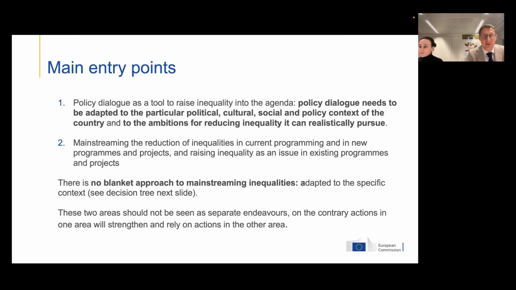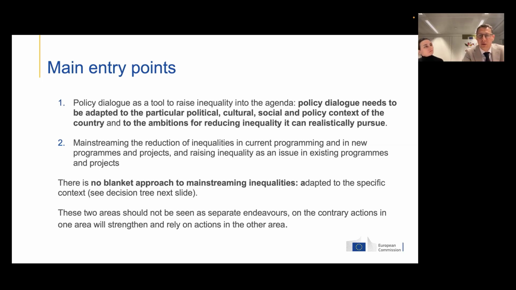It needs to be brought about in a manner that diffuses as much as you can the tensions and addresses the contentious issues in a way that is palatable. That's obviously difficult, but it needs to be done because of the importance of inequalities that are hindering our capacity to reach the SDGs and to foster economic growth. So adapting the policy dialogue, we'll come back to that, to the political, cultural, social, policy context of the country.